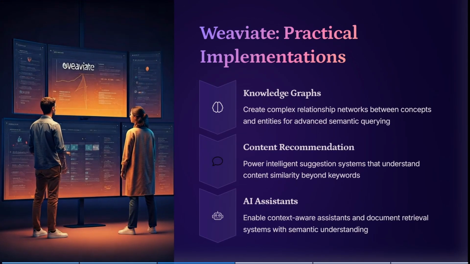You can see over here it allows you to create complex relationship networks between concepts and entities for more advanced semantic querying. It has powerful, intelligent suggestion systems that understand content similarity beyond just your keywords. It enables context-aware assistance and document retrieval systems with its semantic understanding.